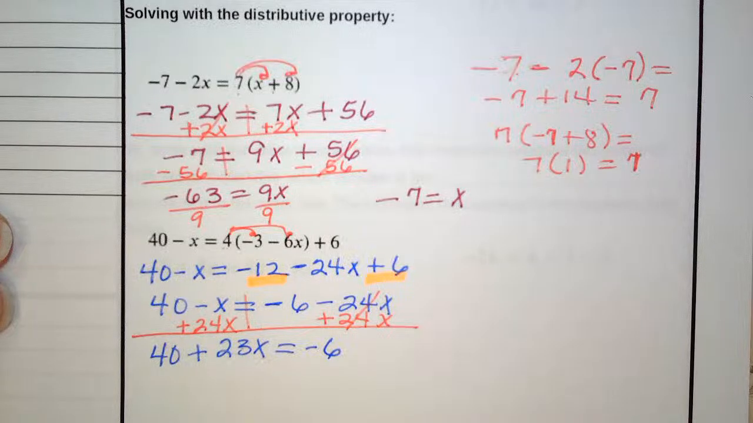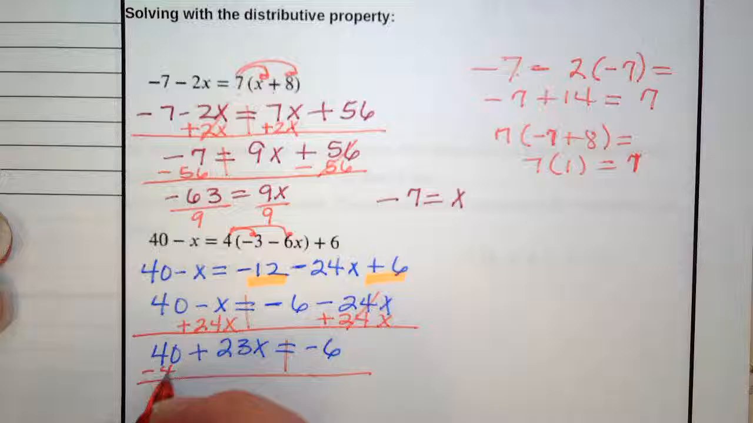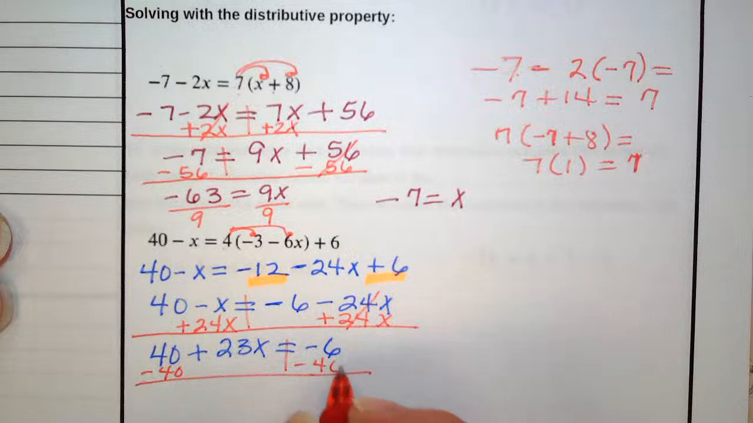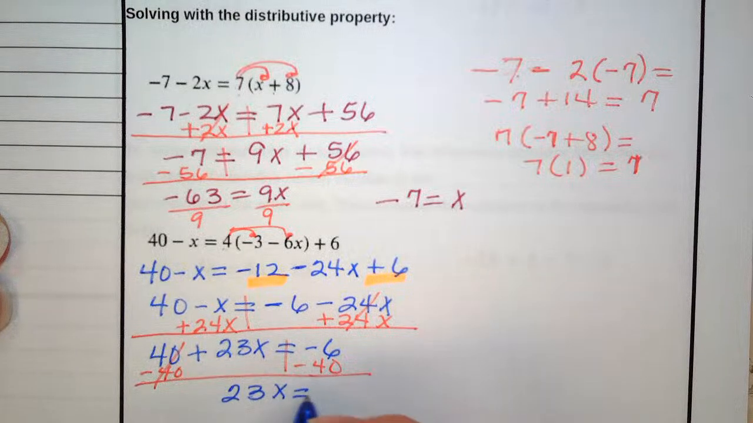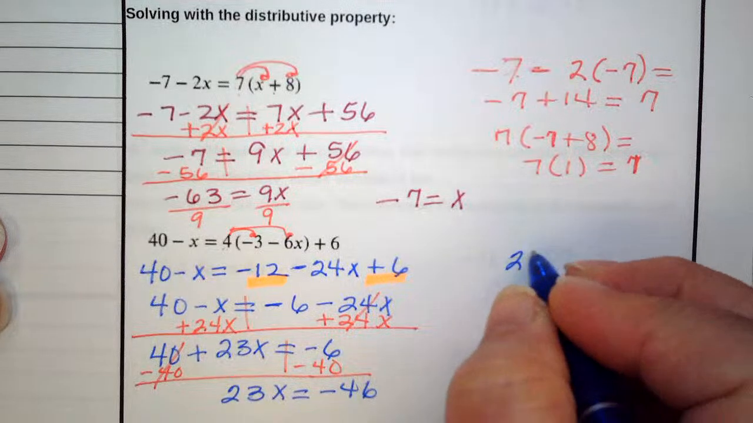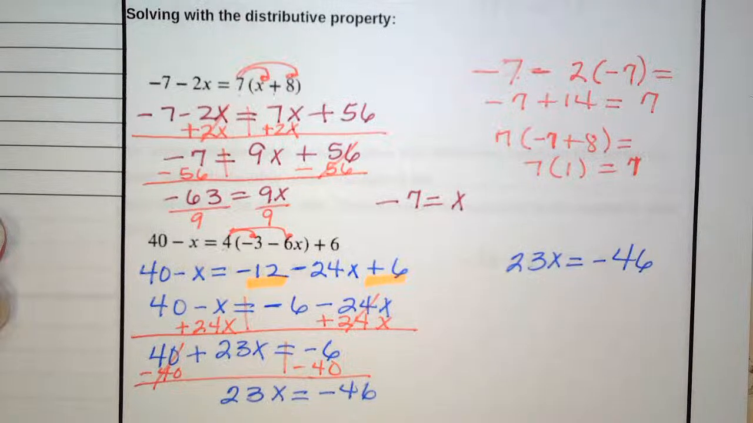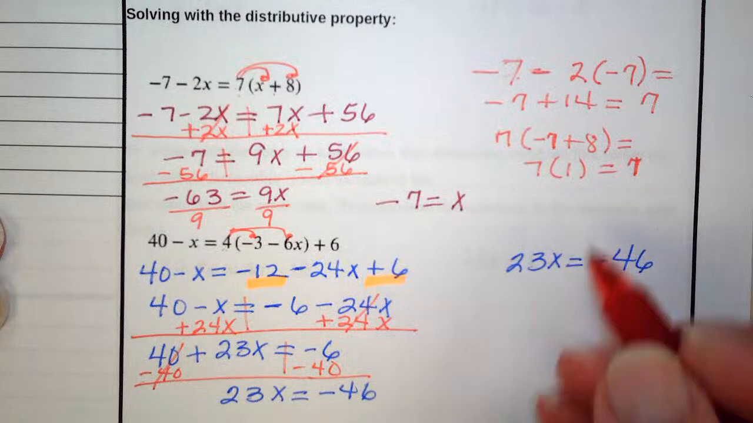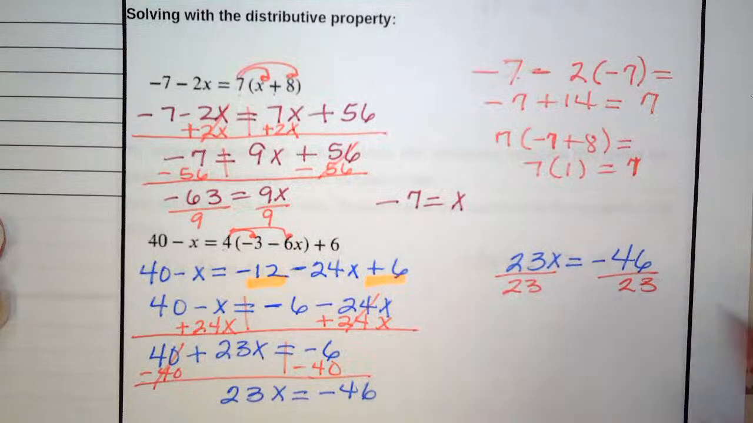Now what do I do? Subtract 40 from both sides. I've got 23x is equal to negative 46. They're both negative, so I add them together. Last step, divide both sides by 23. And x is equal to negative 2.